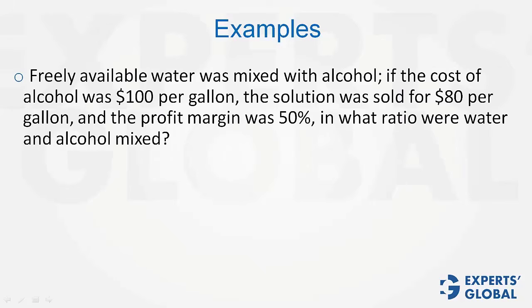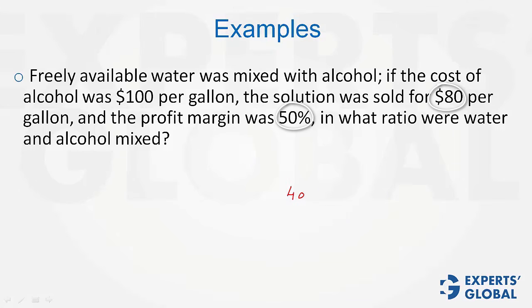Look at this one. Please pause the video and try solving it yourself. The selling price is $80 and the profit margin is 50%. That means 40 is the cost price. Profit margin, remember, is always calculated on the selling price. So if 80 is the selling price, 50% of 80, 40, is the cost price.